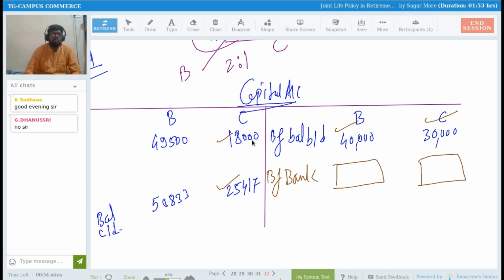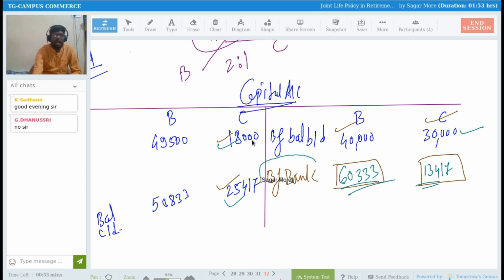Getting my point or not? 60,333 is the balance you are telling, right, Sadhna? For B, 60,333. Okay. What about C? 18,000 plus 25,417 minus 30,000. You can use the calculator. Calculator is allowed in CA Foundation. Sir, 13,417, right?